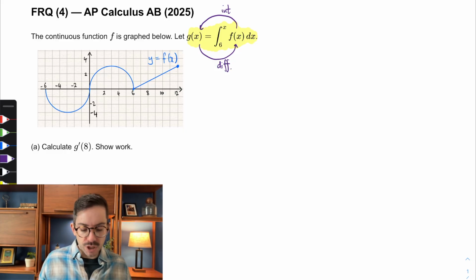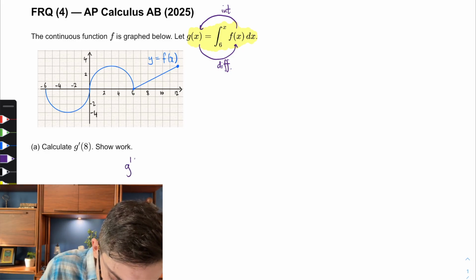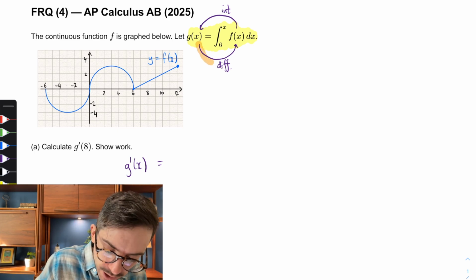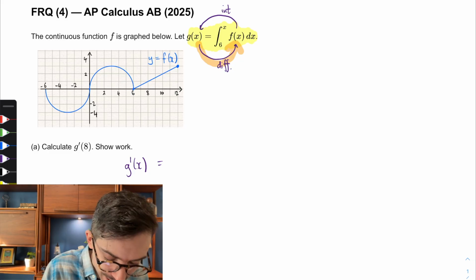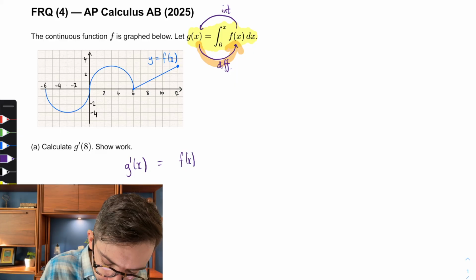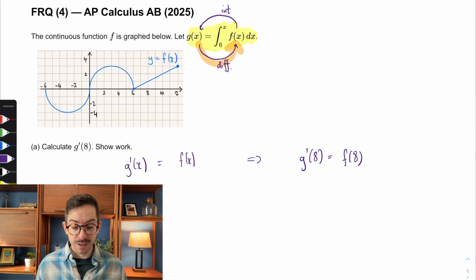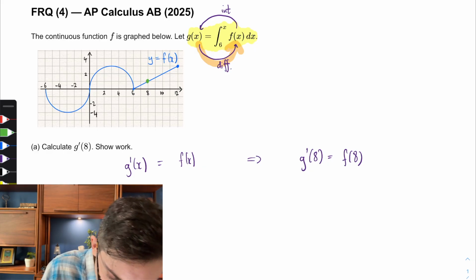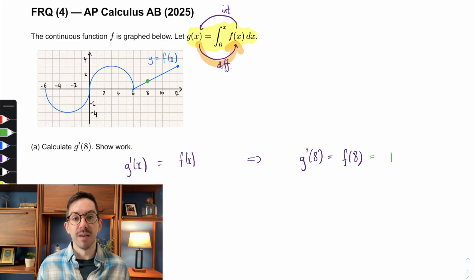So here we want to know what g prime of a value is. So we need to know what g prime of x is. Well, that is the derivative of g. So when I take the derivative of g, what I get back is that f, that integrand that I started with. So that tells me that g prime of 8 is just going to be f of 8, which conveniently I can read off from the graph, right? f of 8 is just 1. So that is my final answer.